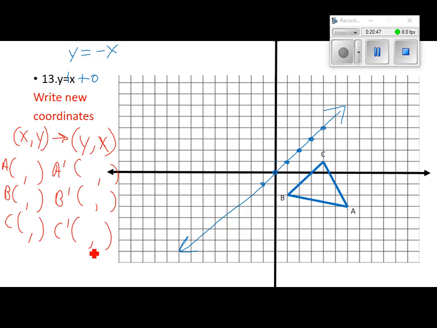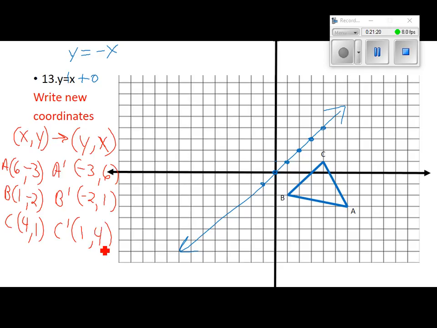What are the coordinates for A? Negative, no, 6, -3. Everybody agree with Harry? Yes. B, 1, -2. C, 4, 1. So now we have those points. What does this rule tell us to do to those points? To switch them. So A is going to be -3, 6. What's B going to be? -2, 1. And C? 1, 4.